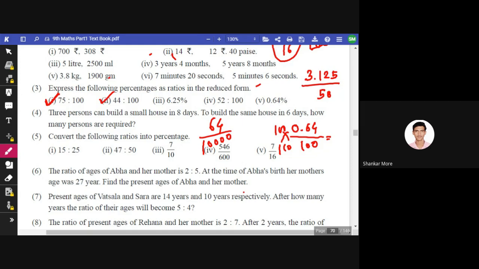Now can you divide 10,000 by 16? 10,000 divided by 16. Can you do it? 10,000 divided by 16 would be 625, right? 625. And 64 divided by 16 would be 4. So 4 divided by 625 will be the answer. Okay, so this is how we have to solve it. I hope it was pretty clear for you.